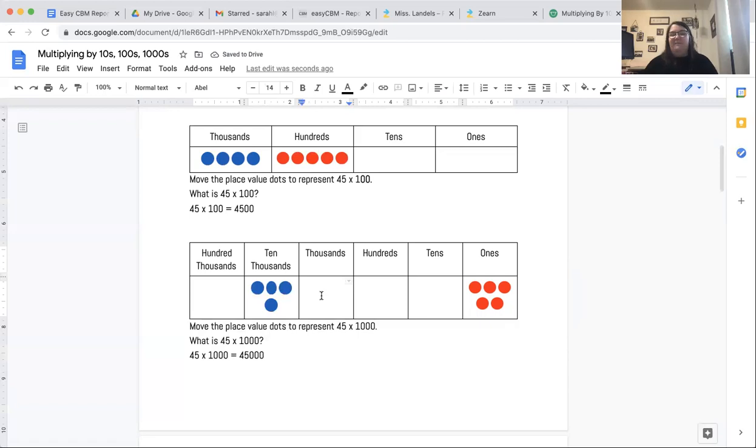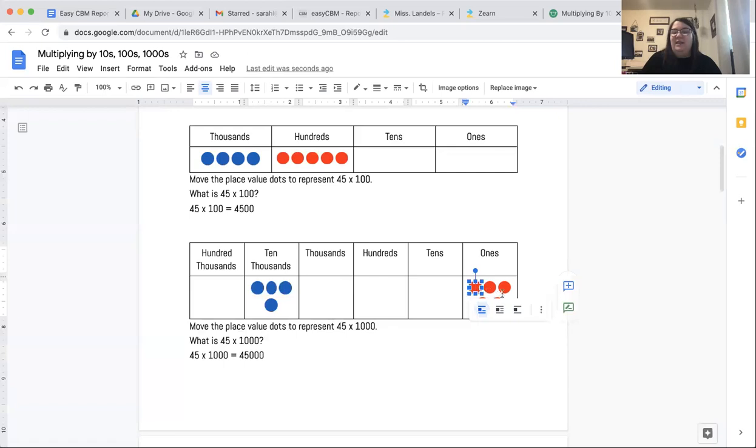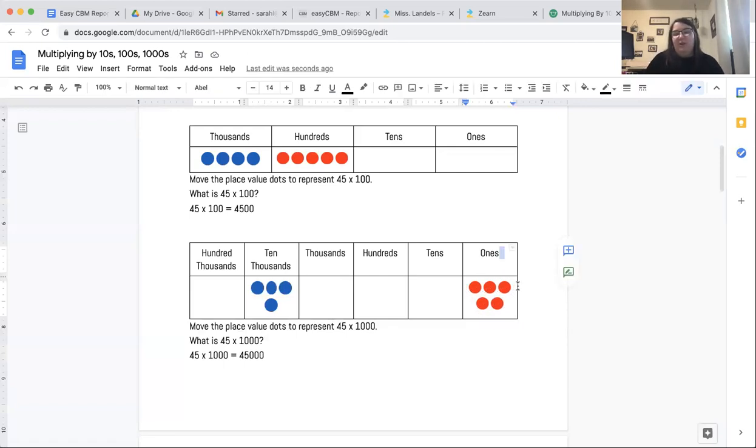And now I'm going to go back for my ones. So I have 4 10,000s. And now I'm going to move my 5 ones over to the thousands. You don't have to move them all over one by one if you don't want to. You can select all of them and drag them all over together if that's easier for you. I was just showing you one by one to show you that we are going over 3 place values.